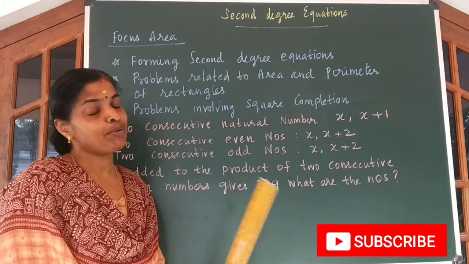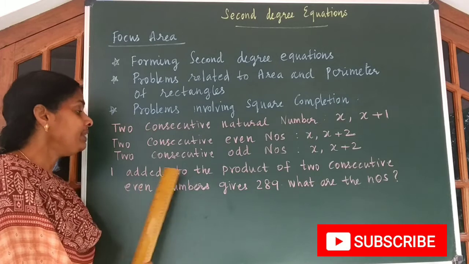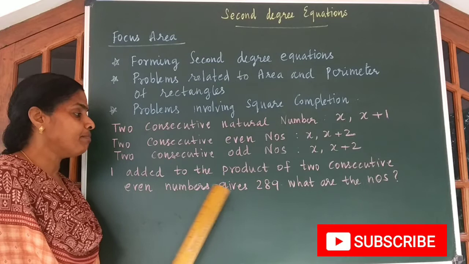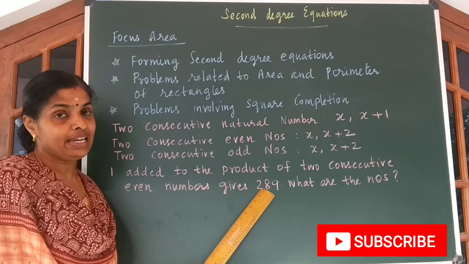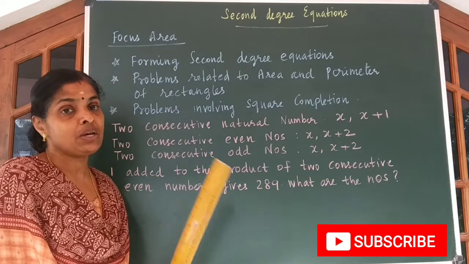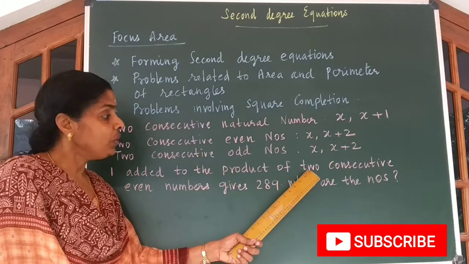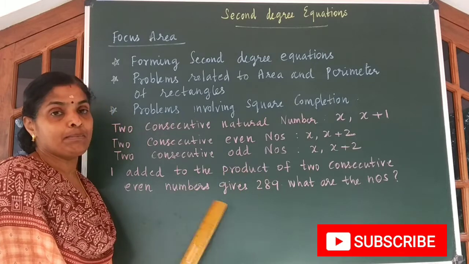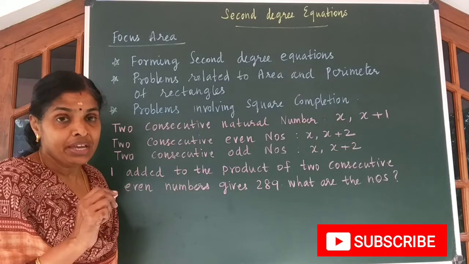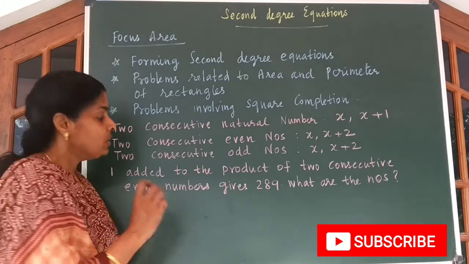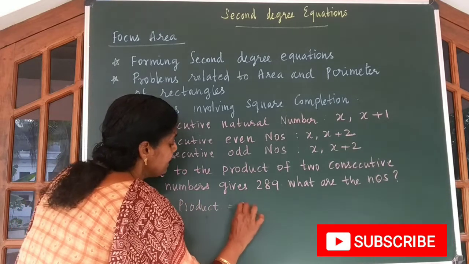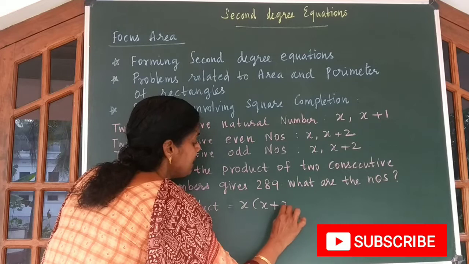Let us look at a problem. 1 added to the product of two consecutive even numbers gives 289. What are the numbers? Let us take the two consecutive even numbers to be x and x plus 2. So, their product will be equal to x into x plus 2.